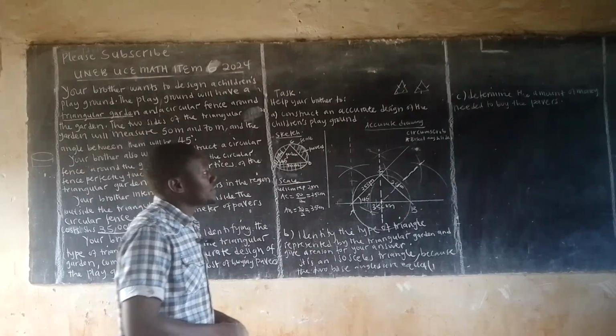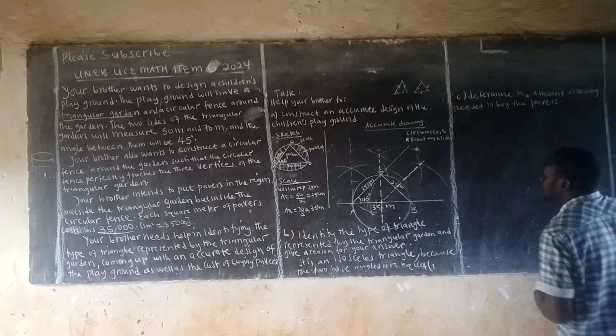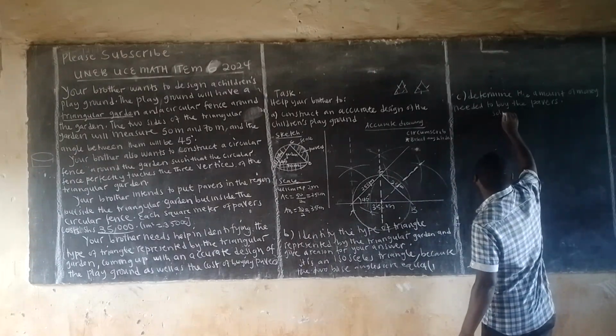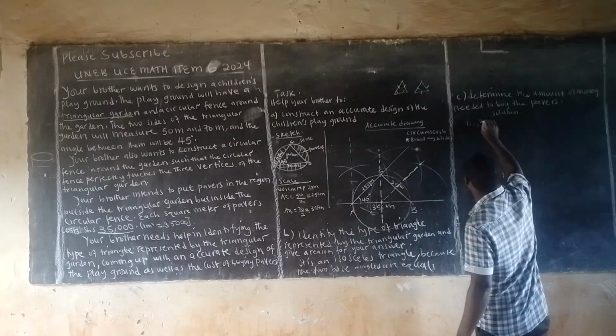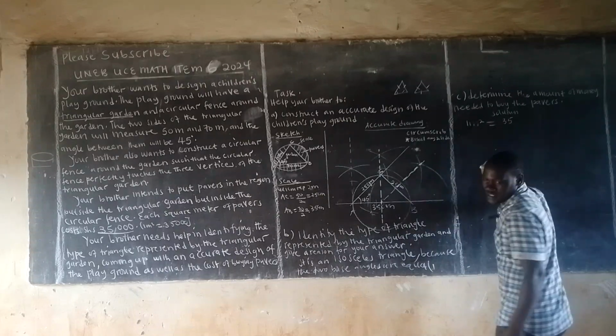All right, now let's go to part C. Determine the amount of money needed to buy the pavers. So here we shall say solution. The amount of money needed to buy the pavers, we know that 1 meter squared is equal to 3,000. No, is it 35,000?